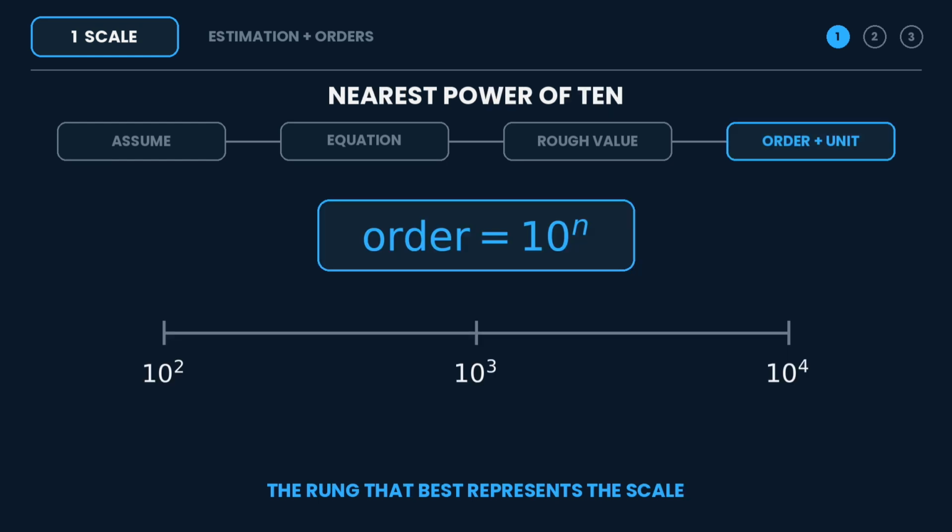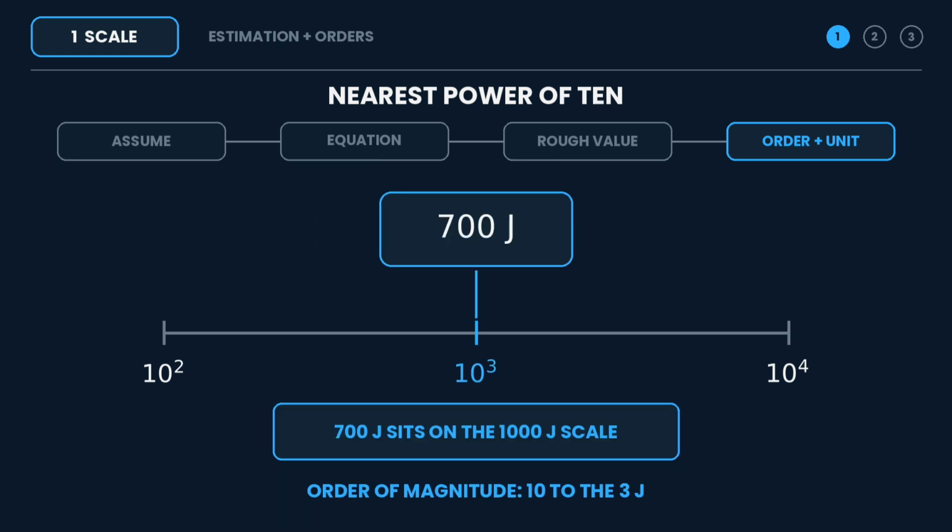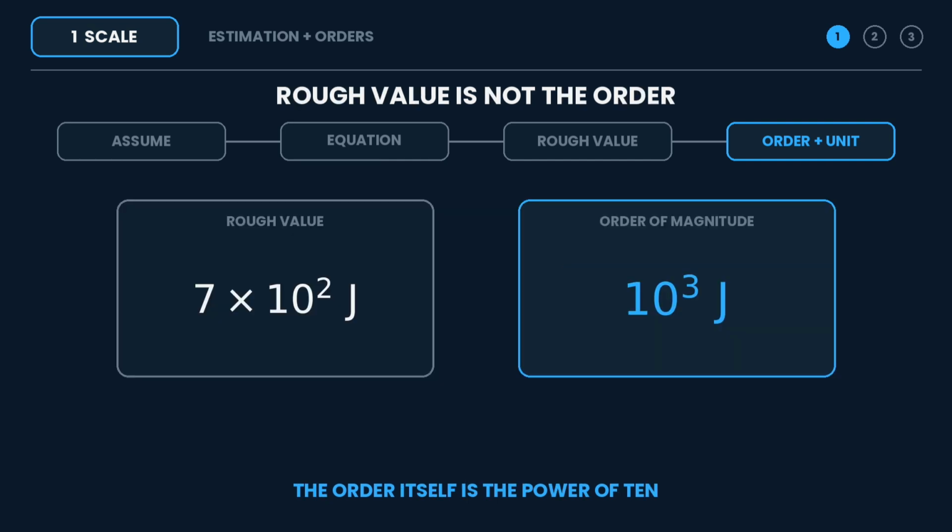An order of magnitude is the nearest power of 10, the rung that best represents a quantity scale. 700 joules sits on the 1000 joule scale, so its order of magnitude is 10 to the 3 joules. The order itself is just the power of 10. 7 times 10 to the 2 joules is a useful rough value, but it is not an order of magnitude.